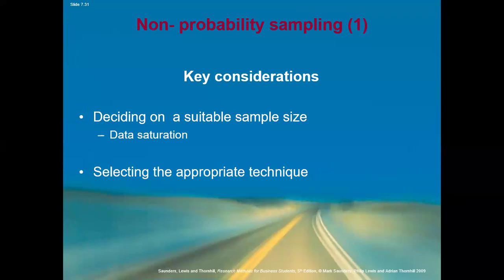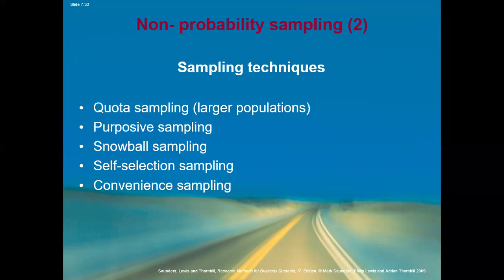Actually, when we don't have accurate population characteristics, then we can use the non-probability methods, like quota sampling, purposive sampling, snowball, self-selection, and convenience sampling. For example, with quota sampling, when we have a larger population, we give a small quota. And purposive means we are purposefully selecting people.